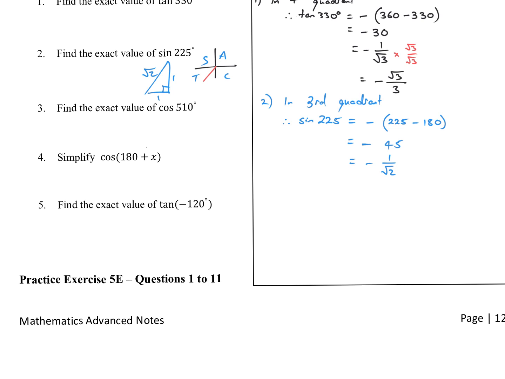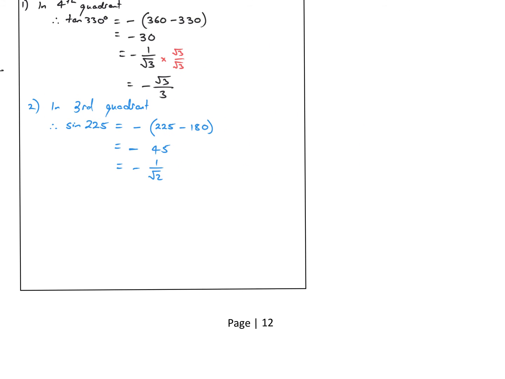Okay. Find the exact value of cos 510. So what I would do for question 3, I'm going to move over here. So it's cos 510, isn't it? Okay, so that's equal to cos of 510 minus 360. So take away the full revolution, which leaves us with cos 150.